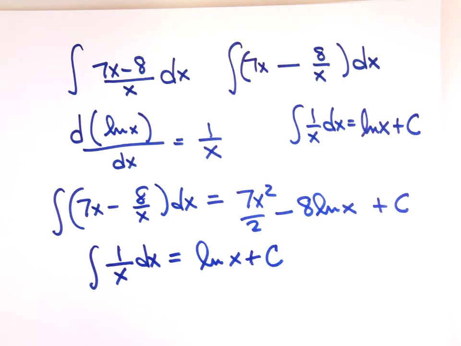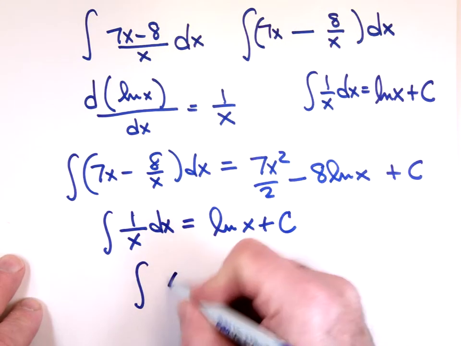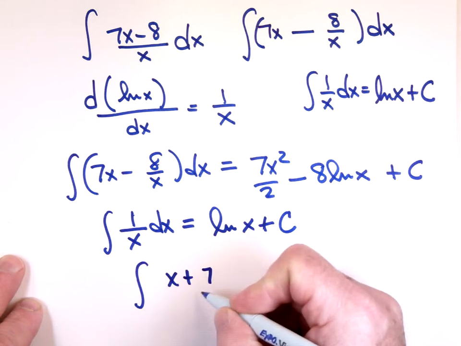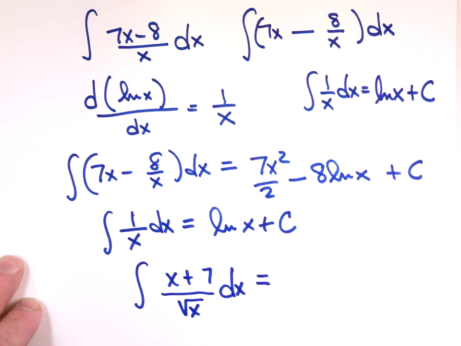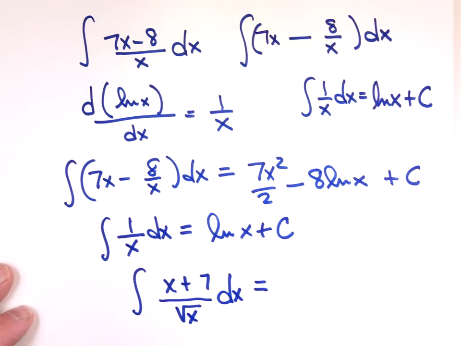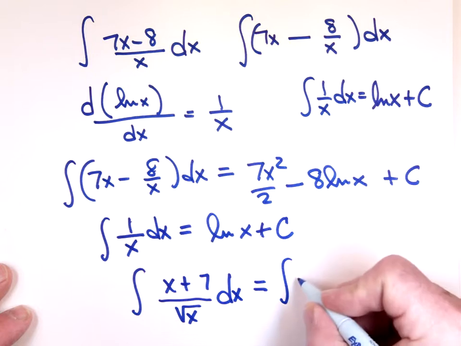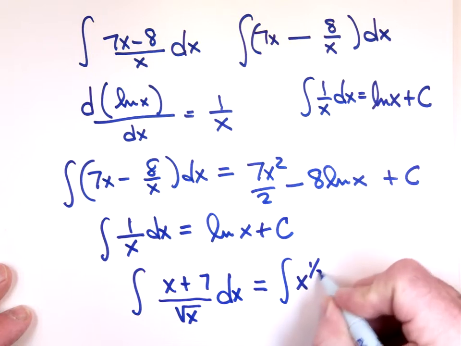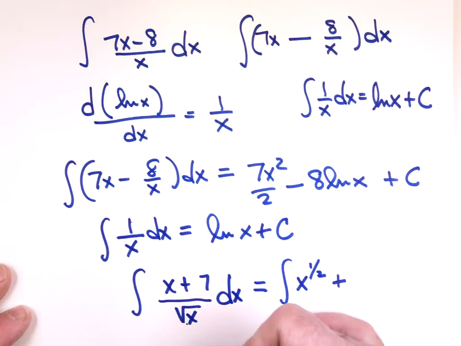There was another integration: x plus 7 divided by square root of x. Let's take a look at this one. What you're going to have to do in a problem like this is separate it into two parts. x over the square root of x. Subtract the exponents, you get x to the 1/2, or the square root of x. I'm going to write x to the 1/2. That's this first one. Plus 7 over the square root of x, and that's 7x to the negative 1/2.